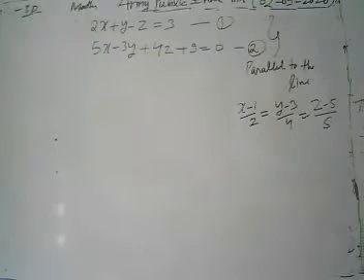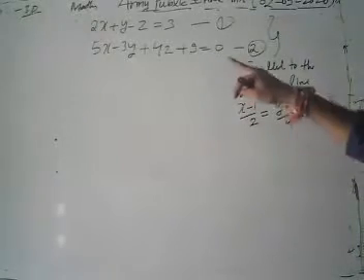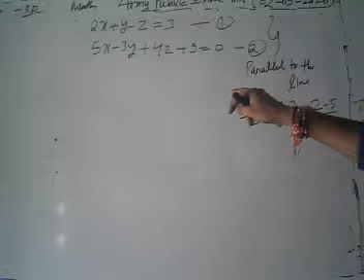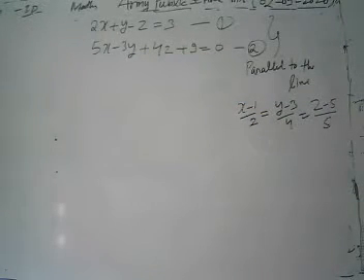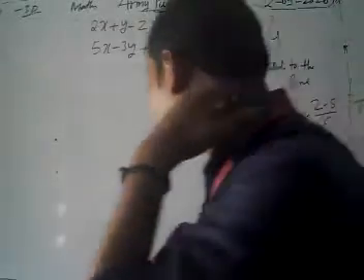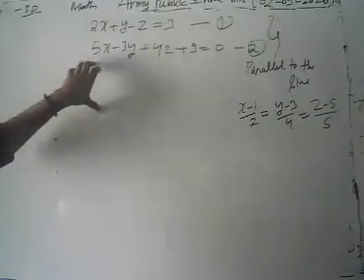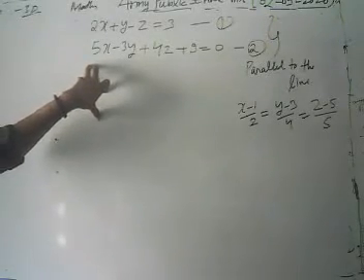We have to find the equation of the plane passing through the line of intersection of the planes 2x plus y minus z and 5x minus 3y plus 4z plus 9 equal to 0, and parallel to the line. Then first of all, we are going to find out the equation of the plane passing through the intersection of the planes.